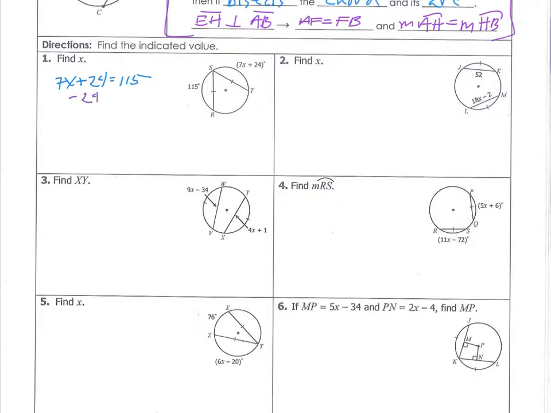Subtract 24. You get 7x is equal to 91. Divide by 7. A lot of you think 91's prime. Is it? Nope. 7 goes into 9 once with 2 left over, and 7 goes into 21 3 times. Does that answer the question? Yep, they're asking for x. So x is 13.